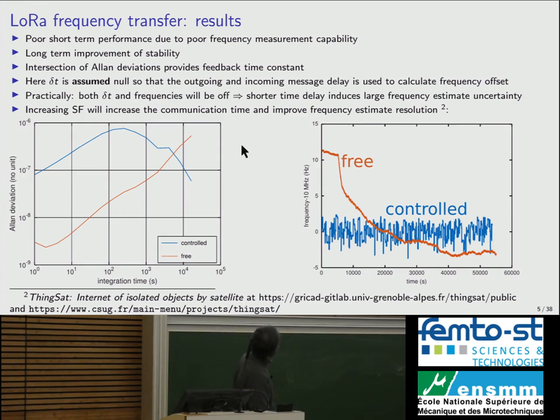And so what you get is on the short term here, you've got the stability of your local oscillator. On the long term, you've got the stabilization of the hydrogen maser. And of course, at the intersection of the two Allan deviations is the time constant of the feedback loop. So here, the feedback loop was controlled every 3 minutes, which is obviously far too often. And that should be in a couple of hour time constant.